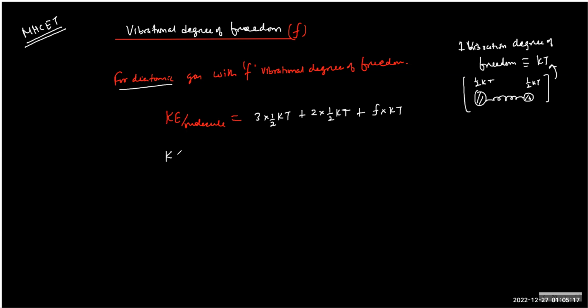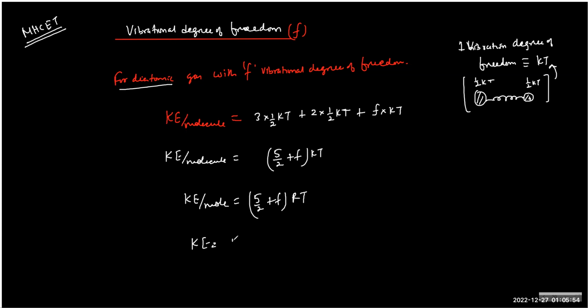So what is the kinetic energy per molecule of diatomic gases? What can we write? 5 by 2 plus F, right? Okay. So kinetic energy per mole will be how much? Per mole, 5 by 2 plus F into RT. Correct? And we know that this is the kinetic energy per mole, so kinetic energy will be (5/2 + F)RT.